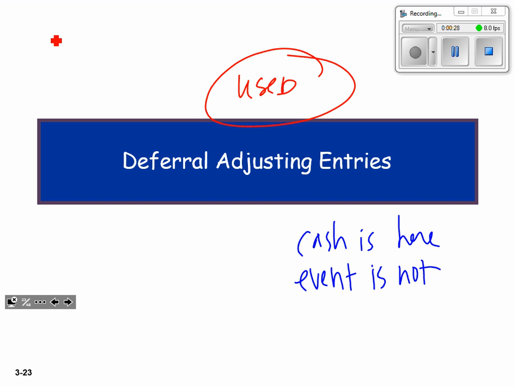All we're going to talk about in this lecture is the type of adjusting entries when the cash is on the table. I don't like to use the word defer. Yeah, we do. We're deferring the event. In accrual, we're deferring the money, or we're accruing that pile of money.